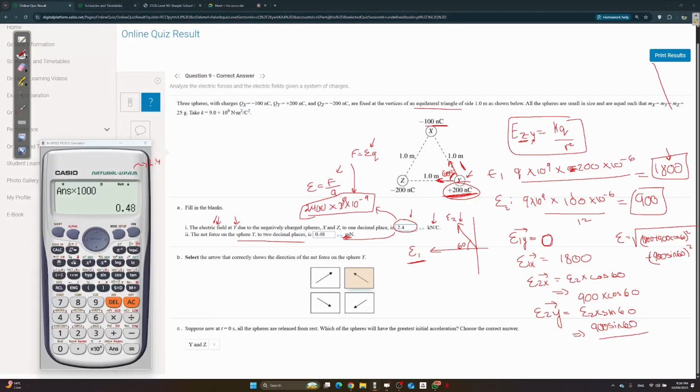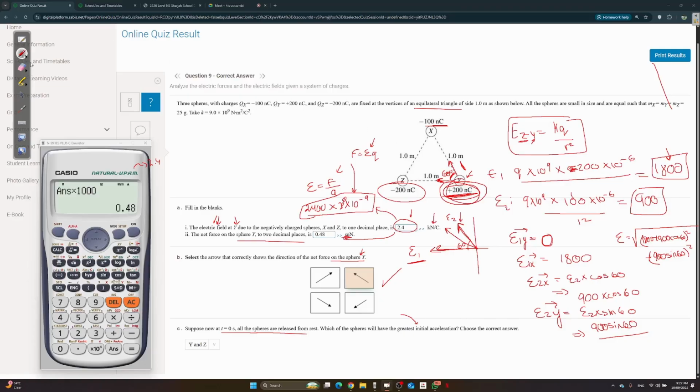For part B, it's really easy. You have this vector going like this. They're saying the net force direction on sphere Y. Since you have it going like this and one like this, obviously the net is just going to go through the middle. You can use any method to add them, it doesn't matter, but it's going to be going through the middle. Nice and easy. Suppose now at t equals 0, all the spheres are released from rest. Which of the spheres will have the greatest initial acceleration? Y and Z. Why is it Y and Z? Because they have the highest charges.